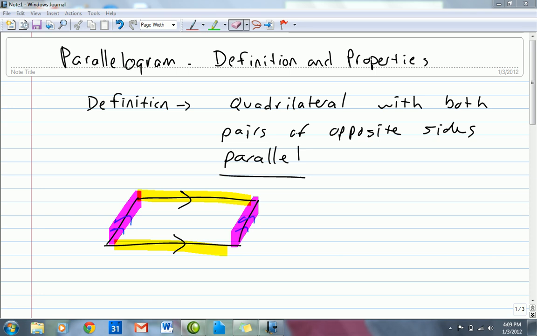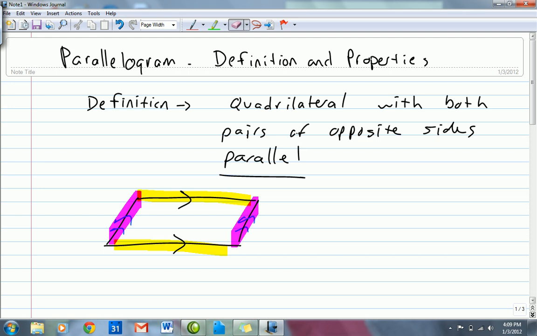So below you have a nice nifty parallelogram, and the definition that we're going to work with is that we have a quadrilateral, four sides. So we're talking about a quadrilateral, a four-sided closed figure, with both pairs of opposite sides parallel. The yellow sides are one pair of opposing parallel sides, and the purple sides are another pair of opposing parallel sides. So the purples are parallel, the yellows are parallel, it's a parallelogram.